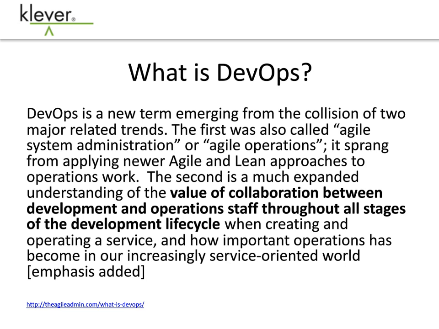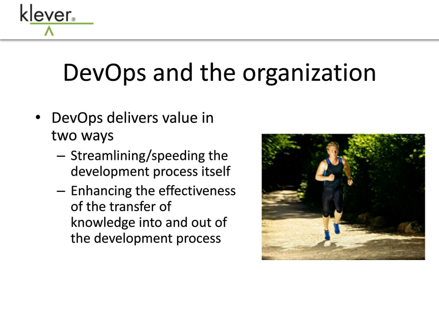So when we take a step back from the organization's perspective, what is DevOps trying to do? First, it's trying to streamline and speed up the development process itself. A lot of development processes started and were modeled on processes that required a great deal of fault tolerance.